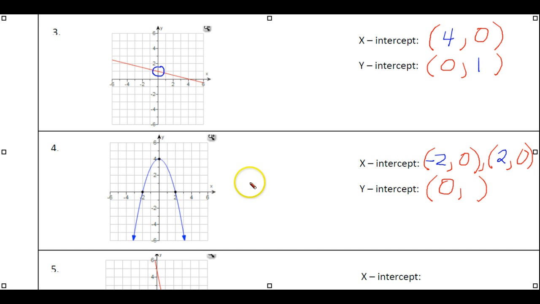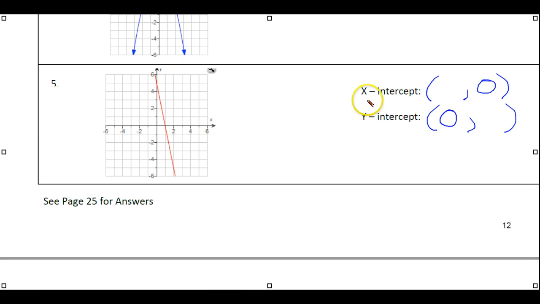And here our y-intercept is (0, 4). Now for this one, the x-intercept right there is (1, 0), and your y-intercept is (0, 5).